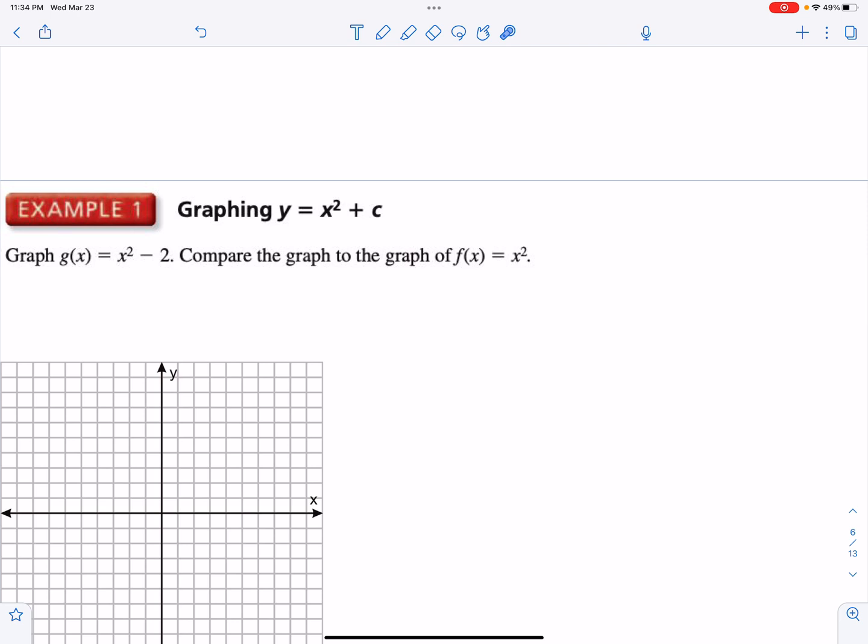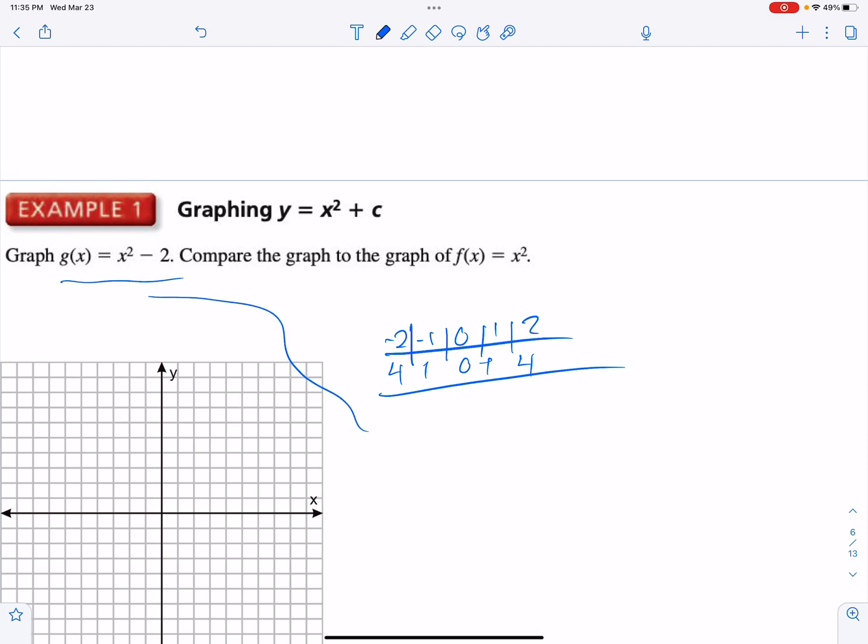So the example here, they're just saying that g of x is equal to x squared minus 2. So what we would do with our table of values from our parent graph that we keep using, again, it's -2, -1, 0, 1, and 2. Our outputs were 4, 1, 0, 1, and 4. What we would do with all these values for our new function g is we would simply subtract 2. So if I subtract 2, I get 2, -1, -2, -1, and 2 for my new outputs.